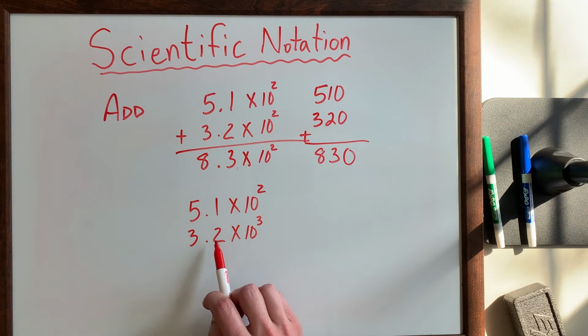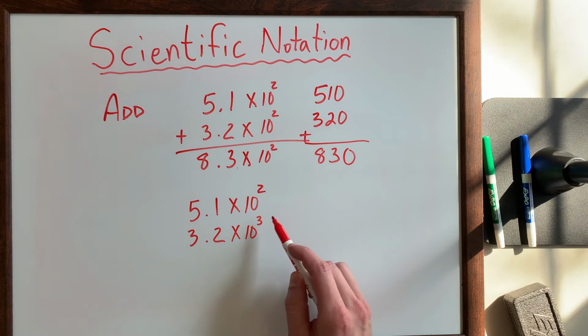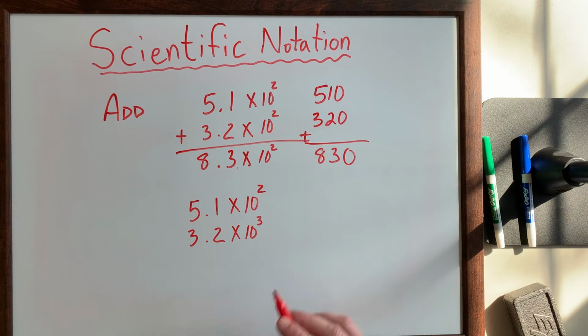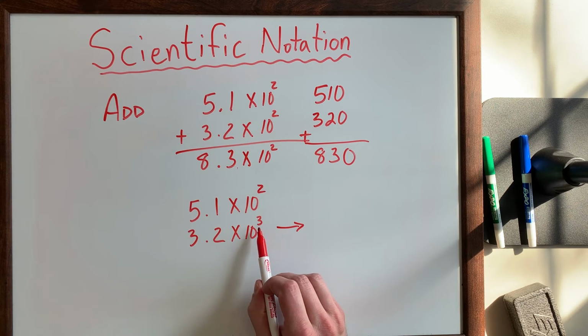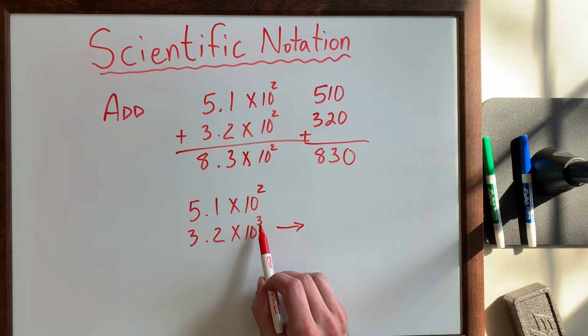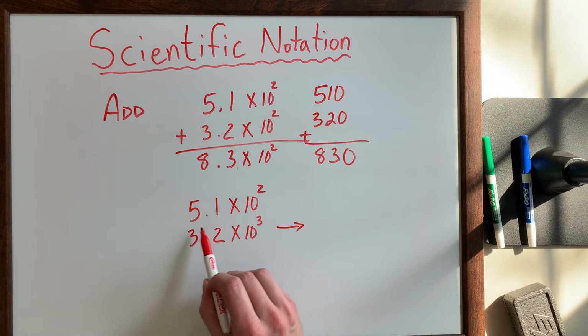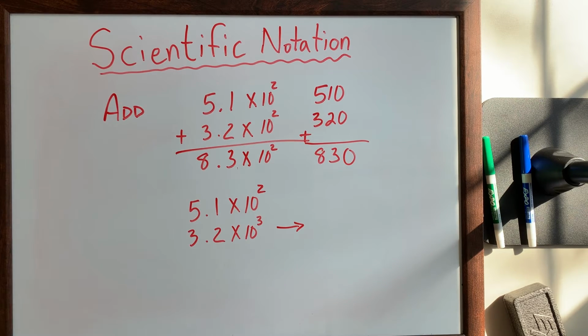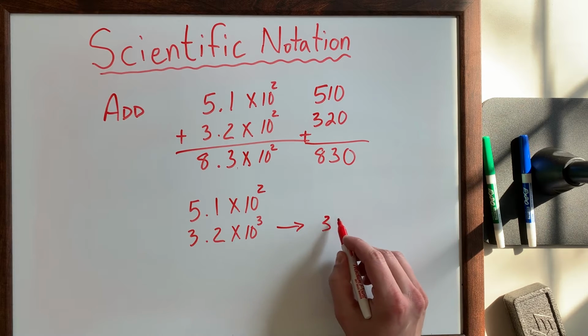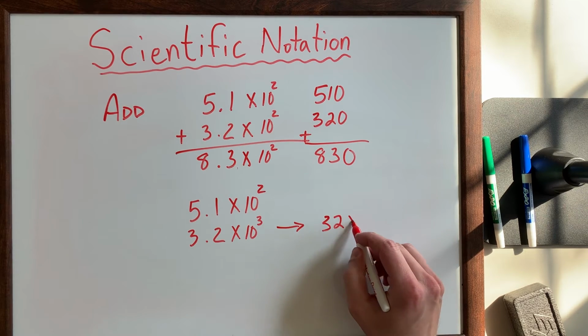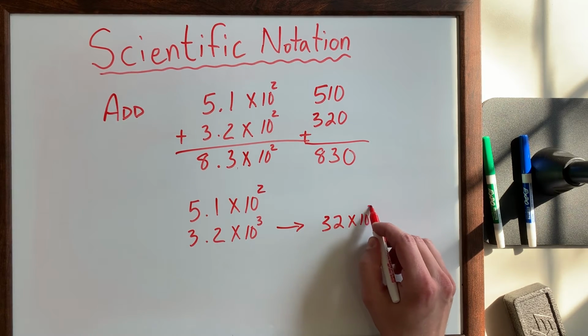What I need to do is rewrite this number so that it has an exponent of 2, okay? So let's step over here and see what that would look like. To make this an exponent of 2, that's making this number smaller. To offset that, I have to make the coefficient bigger, all right? So that means that this is going to be 32 times 10 to the second power.